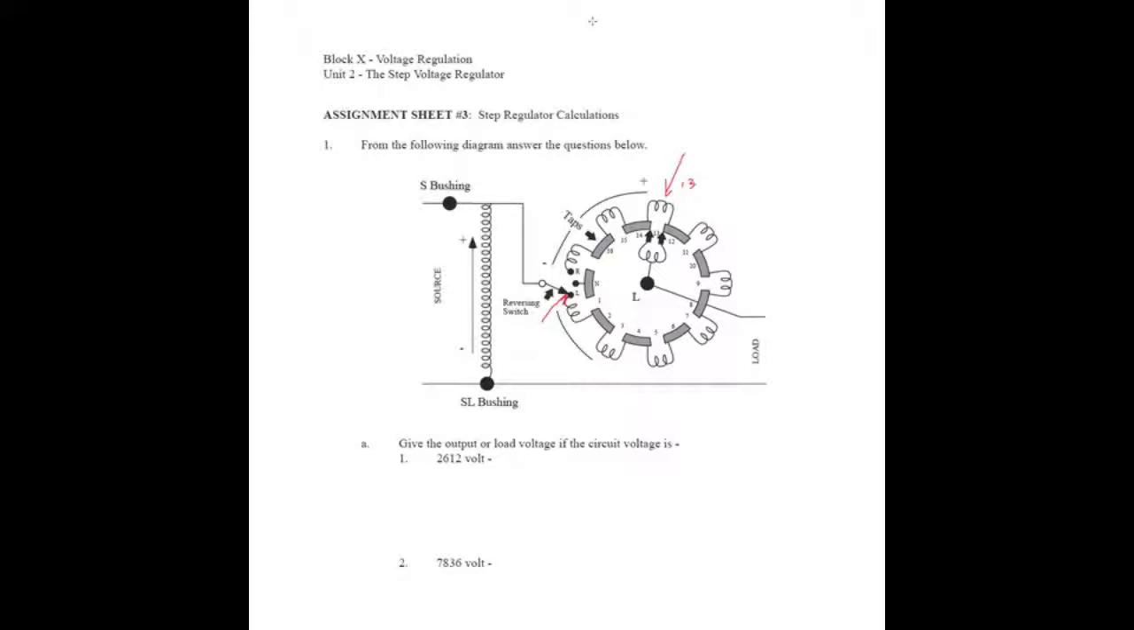Each position changes the output by 5/8% or 0.625%. If we change that percent to a decimal, we just move the decimal place over to the left twice. So that's 0.00625.